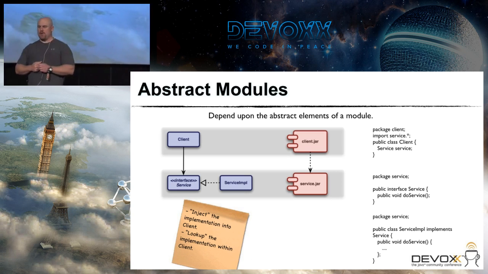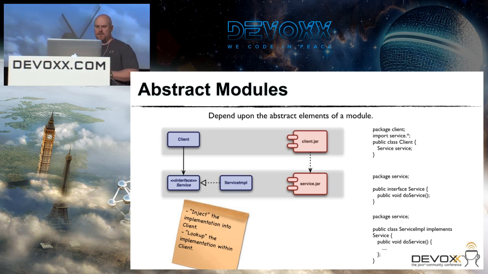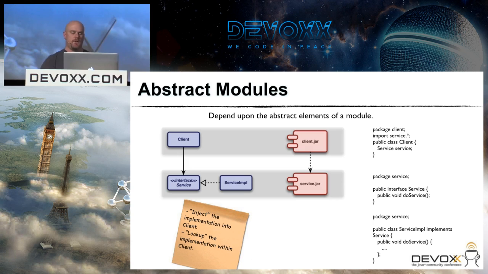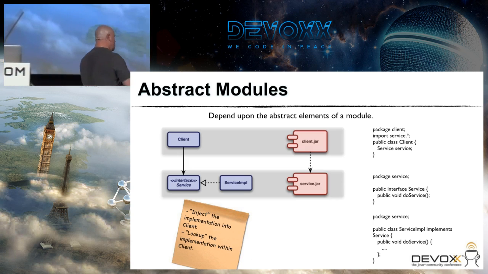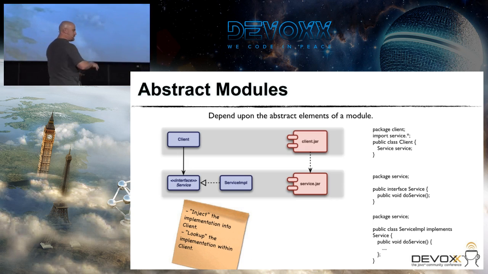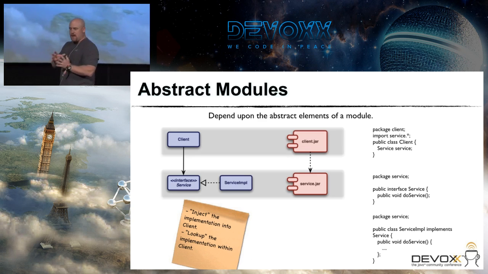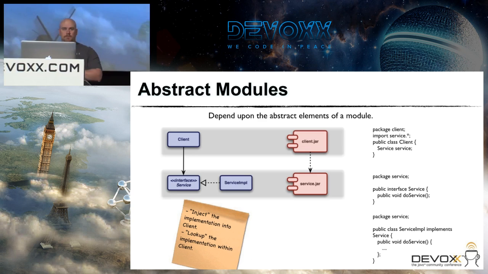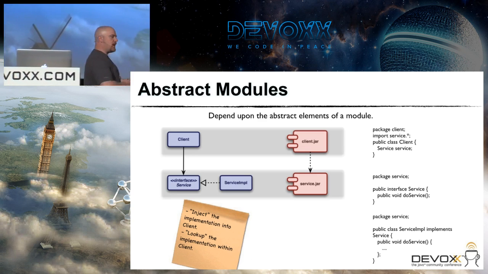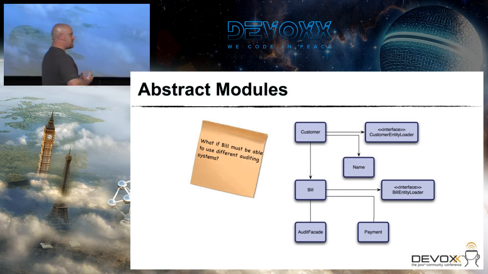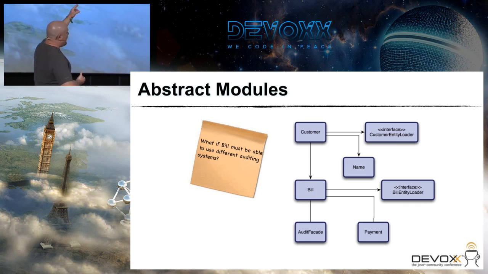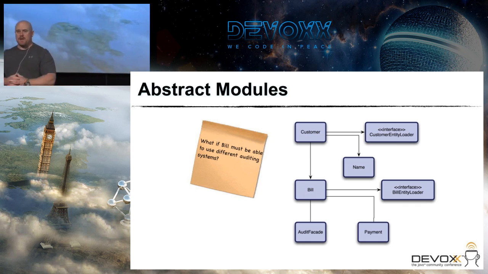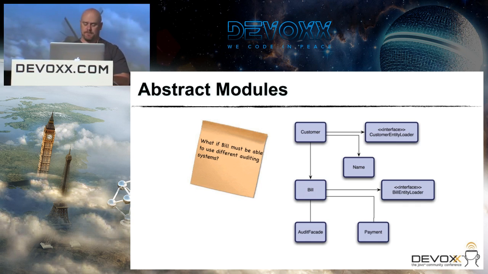Next up is abstract modules. Depend upon the abstract elements of a module. Ultimately, what I'm saying here is that the relationships between modules, remember the seams in the system, the architectural joints, the seams in the system should depend upon abstractions and not upon the concrete elements. If I'm dependent upon the concrete elements, I lose a lot of flexibility surrounding how I can manipulate and massage the implementation at runtime.